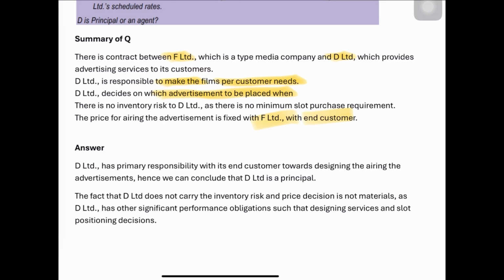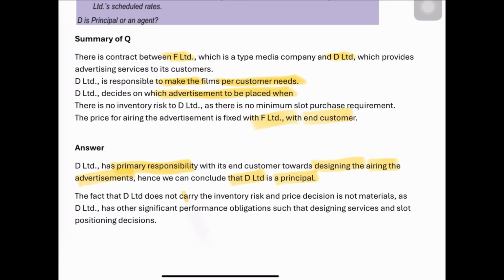In this case, D Limited has primary responsibility. The primary responsibility includes designing and airing the advertisements. So designing and airing is a key business risk that's being performed by D Limited. Because D Limited has the significant risk, we can conclude D Limited is a principal and not agent.